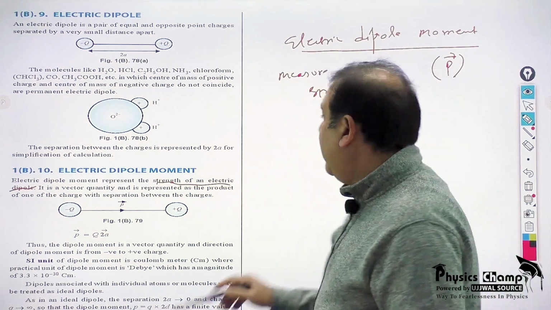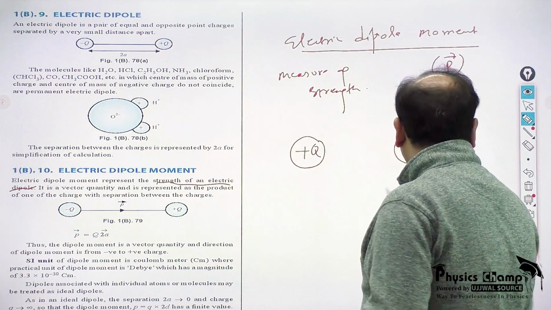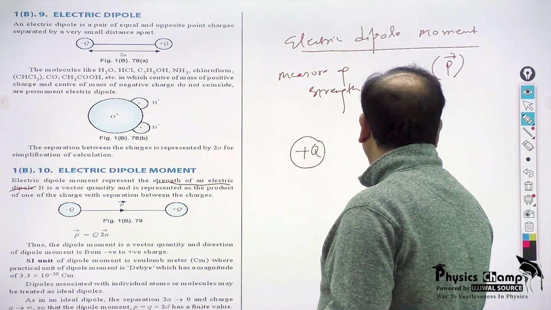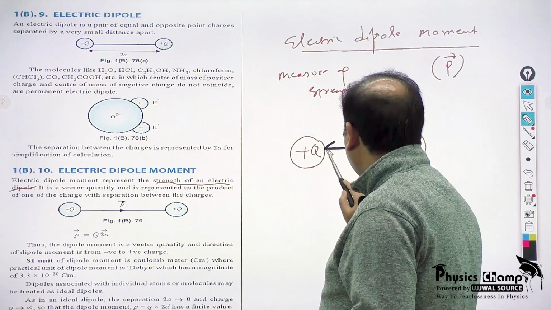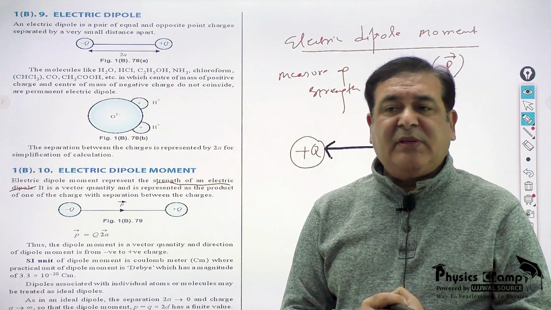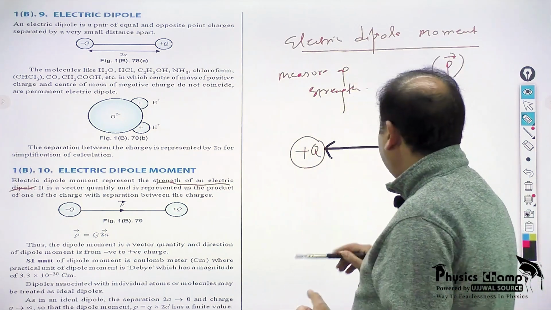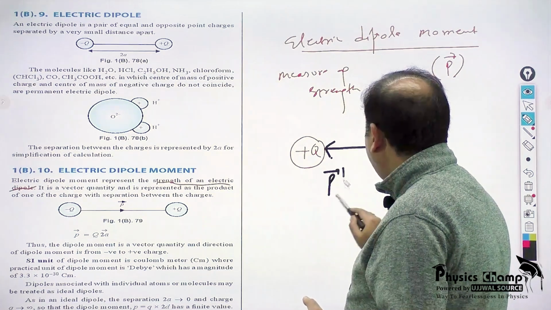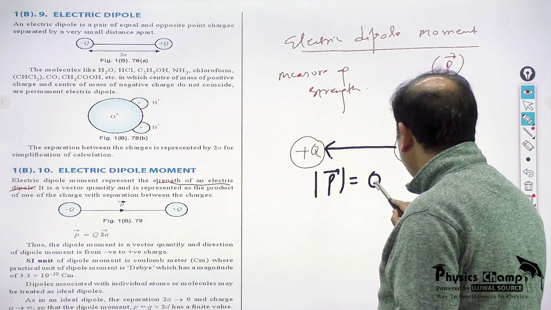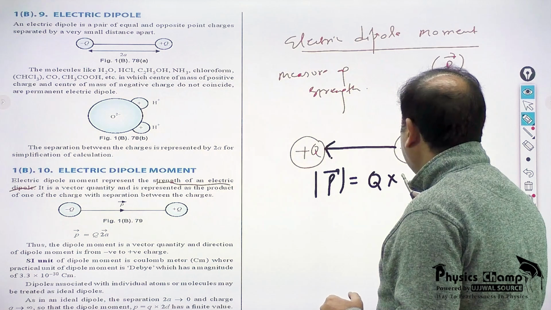Now how to find it? You have a positive charge plus Q, you have a negative charge minus Q, and when you are looking for electric dipole moment, it has a direction from negative charge to positive charge. And electric dipole moment has a magnitude which is given as one of the charges, because they are equal and opposite charges, into separation between them.